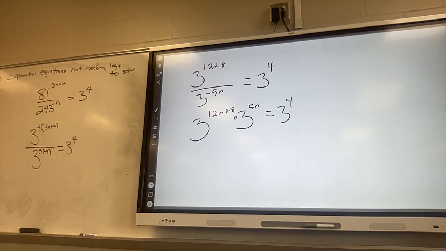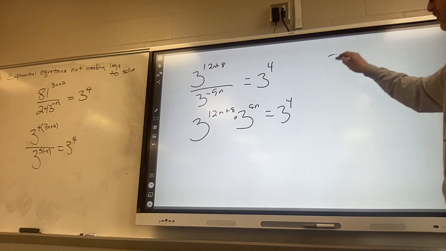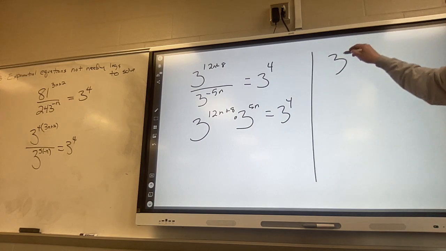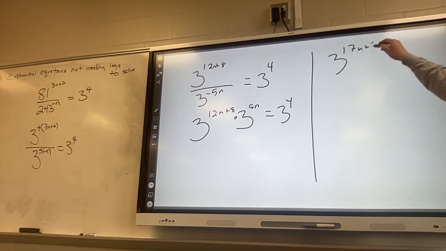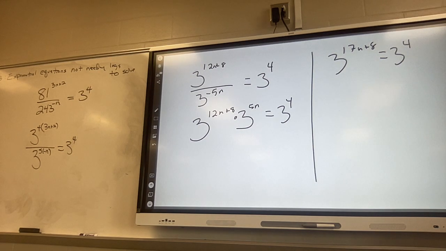So we add the two together. And we get 3 to the 17n plus 8. And once we've got the common bases, to solve the equation, we don't need to worry about that. Just do algebra 1 skills. We just need to look and get the exponents the same.